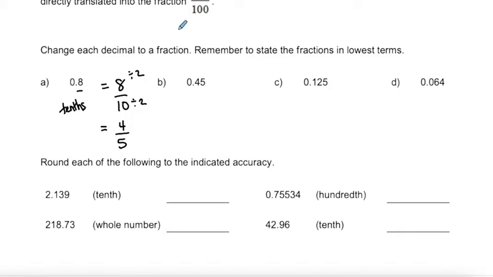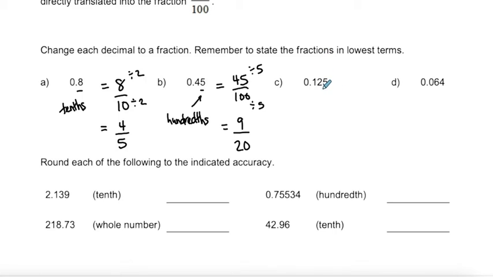Let's take a look at part B. So I have 0.45, which is the same as saying 45 hundredths, because this 5 is in the hundredths position. So this becomes 45 over 100. And I can divide both of those terms by 5 because they are both multiples of 5 to put it into lowest terms. So it becomes 9 over 20. And that is in lowest terms.